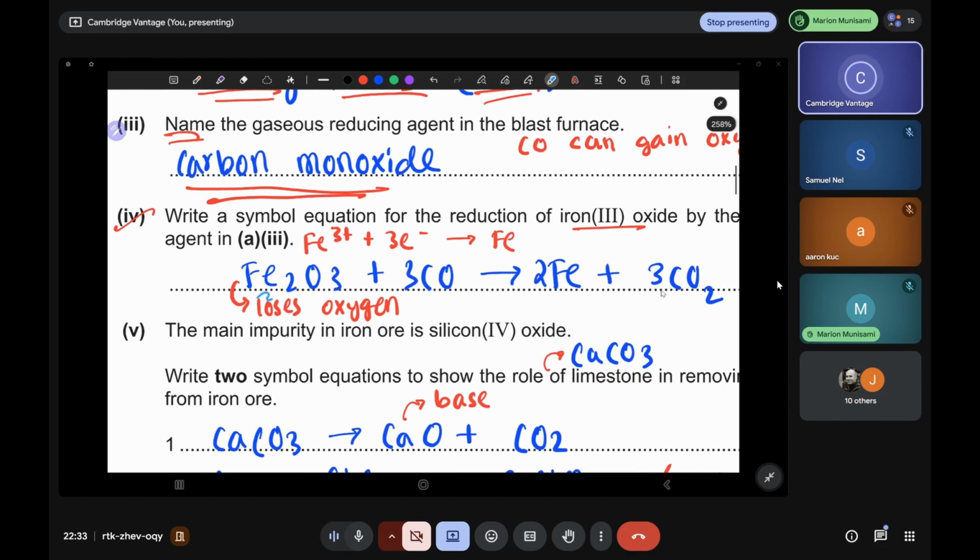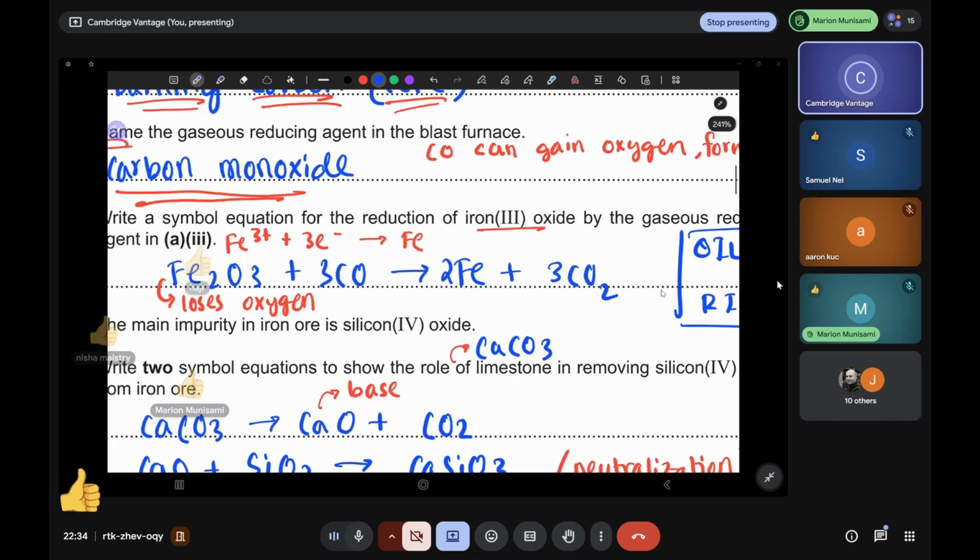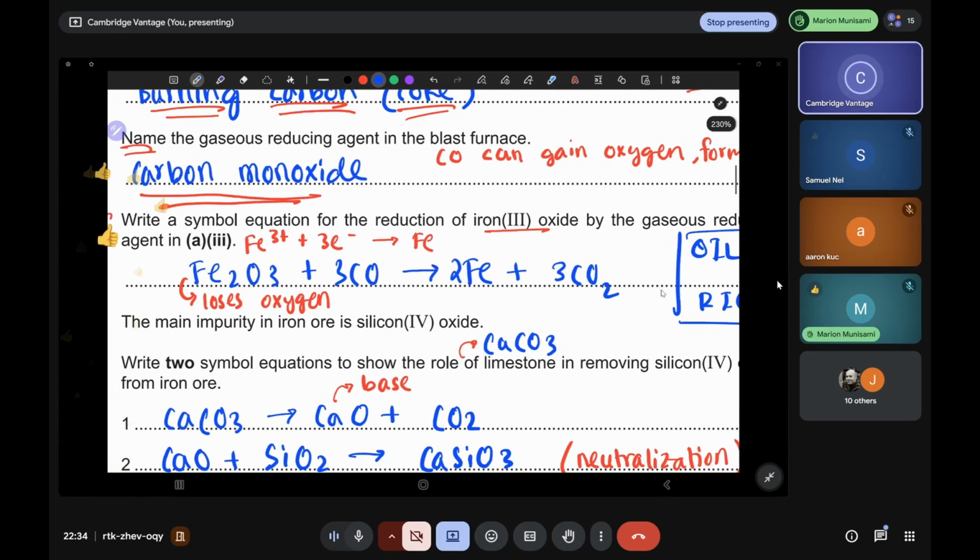And what is going to happen is the iron 3 oxide is going to be reduced, so it's going to lose its oxygen. Are you guys familiar with the phrase OIL RIG? Oxidation is the loss of electrons, reduction is the gain of electrons. I think all of you have heard this before. Yeah. All right. So the same thing is happening over here.